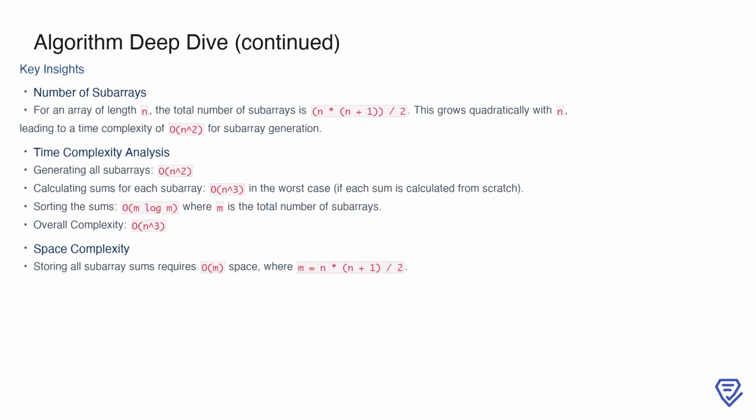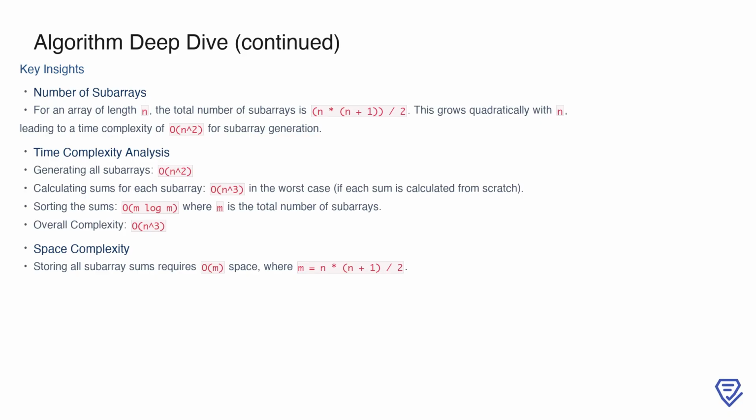One important insight to consider is the sheer number of subarrays generated. For an array of length n, the total number of subarrays is given by the formula n times (n plus 1) divided by 2. This quadratic growth means that the number of subarrays increases very quickly as the size of the array increases. Consequently, the time complexity of generating all subarrays is O(n squared).